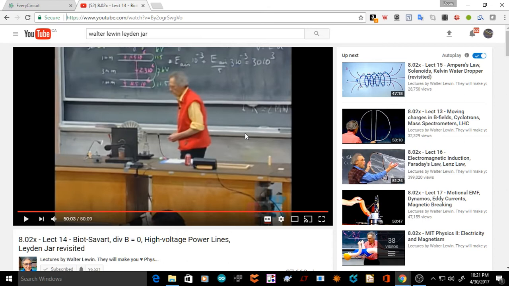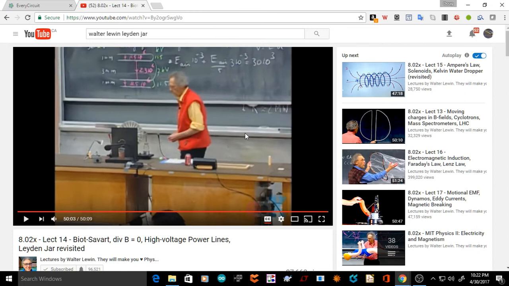Maxwell's second equation, and high voltage power lines, and then the last thing he does in his lecture is the Leyden jar. He calls it revisited because he had, in a previous video, shown that you could take the plates, if you know the construction of a Leyden jar, you've got a metal cylinder which sits inside a glass beaker, and another metal cylinder over the glass beaker, so it all sits inside of one another.